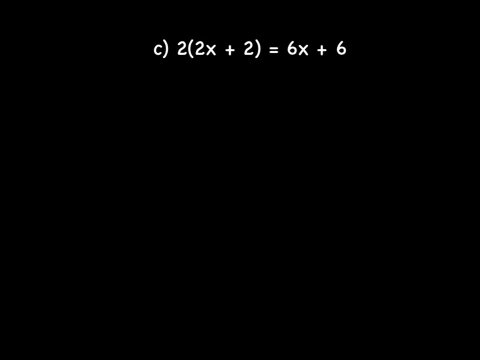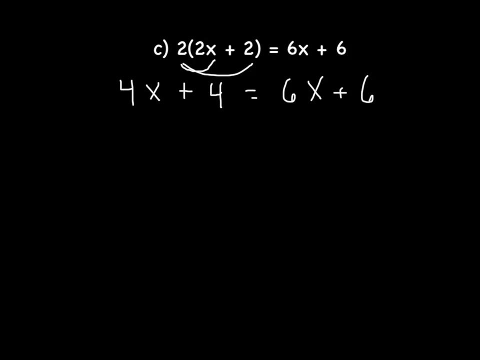To solve the equation in question C, 2 times (2x plus 2) equals 6x plus 6, we need to start by simplifying the equation. We can do this by using the distributive property. 2 times 2x is 4x. 2 times 2 is 4. This is going to equal 6x plus 6.